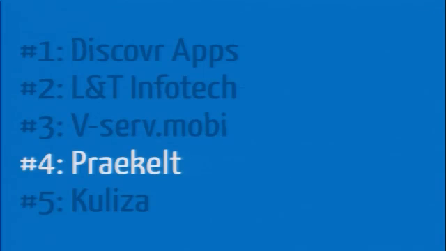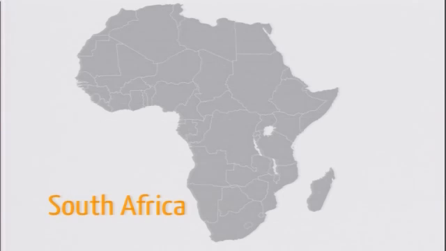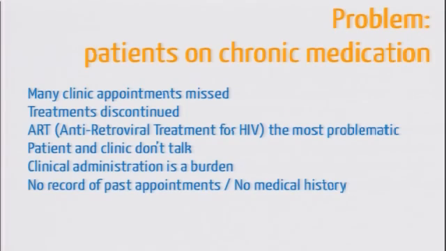So the fourth story is a very interesting story. It's the Pryk Foundation. And to tell you this story, we virtually go to South Africa. In South Africa, there are some problems. One of them is the management of patients that are on chronic medication. It happens that some patients have terrible diseases, such as, for example, HIV, and they need to receive ART or antiretroviral treatment at regular appointments, at regular moments.